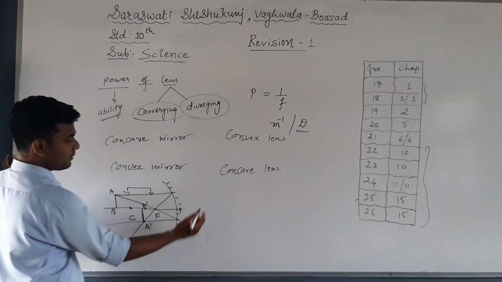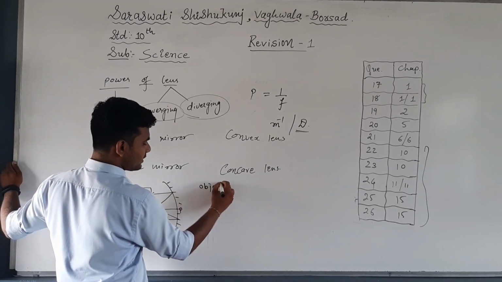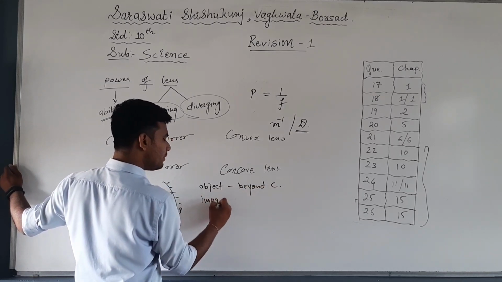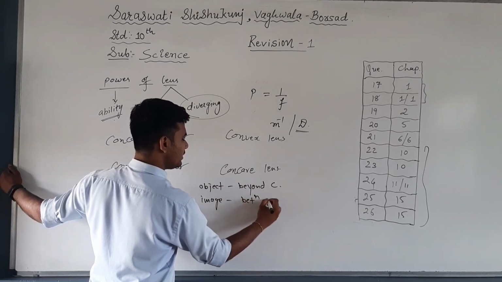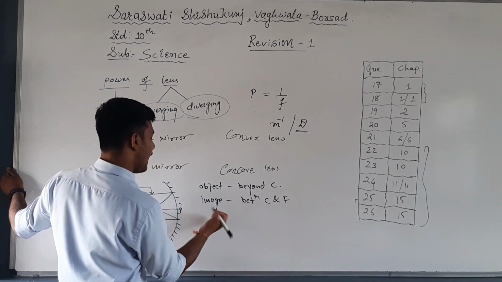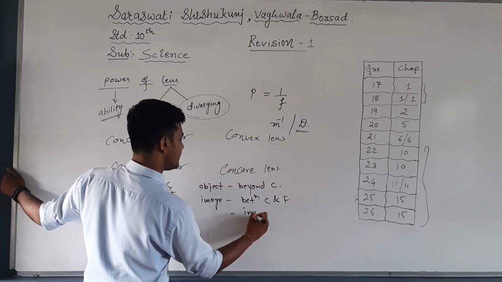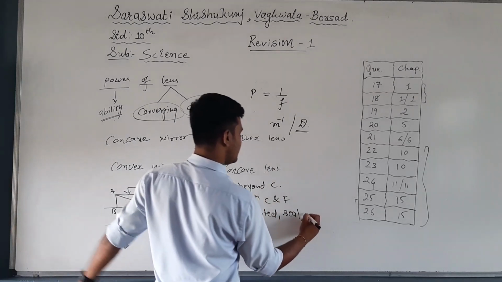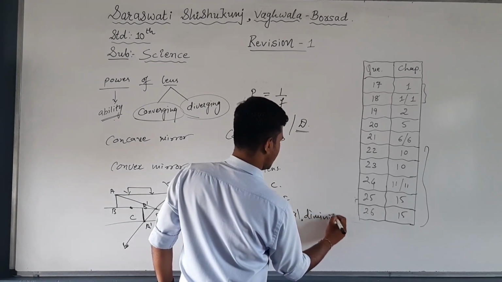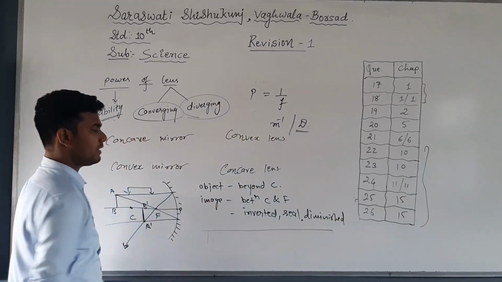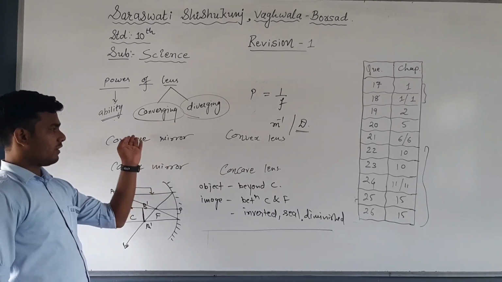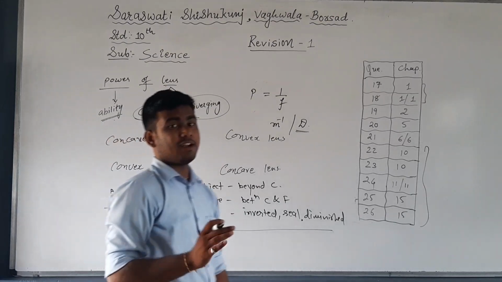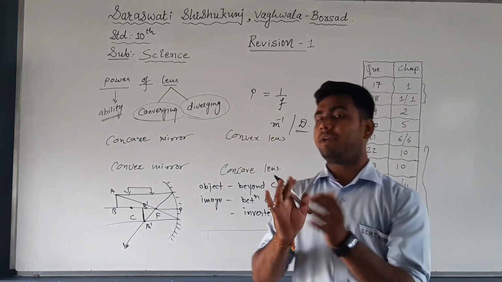And how will that image be, right? The object is beyond C, and the image is formed between C and F. How is the image? First it is inverted, real, and diminished. Right? So this way, in 2 marks they can also ask you for any mirror or any lens that if the object is placed here, where will we get the image, which type of image will we get, and what will be its dimension.